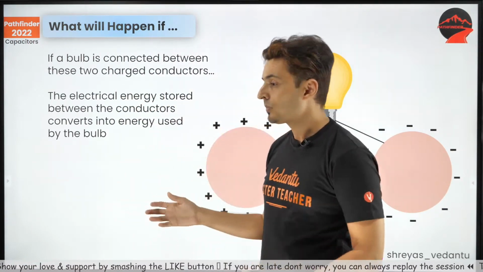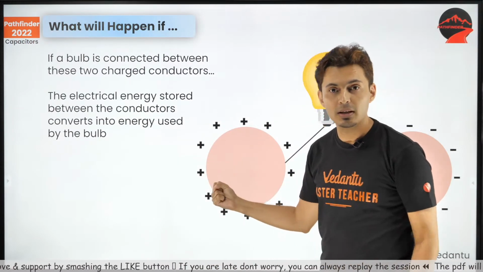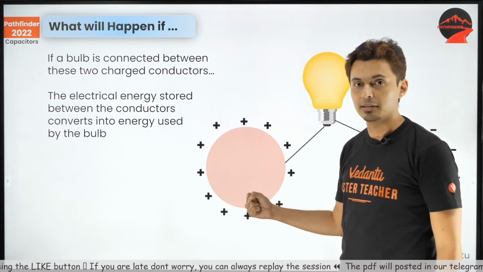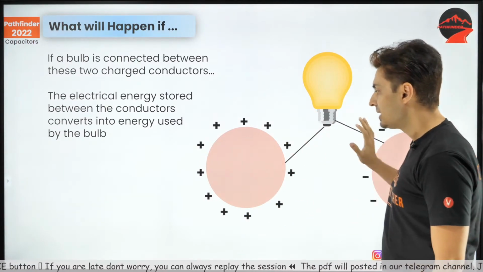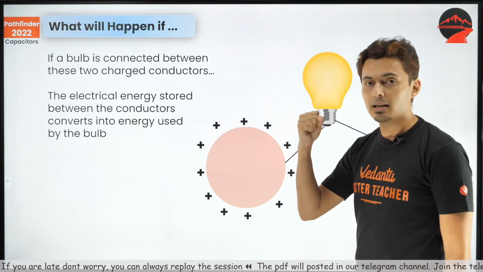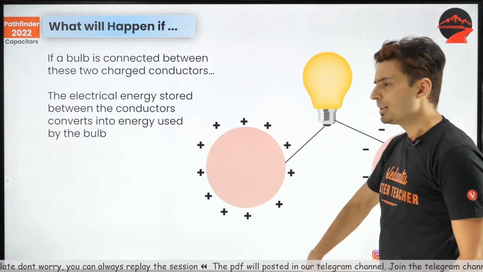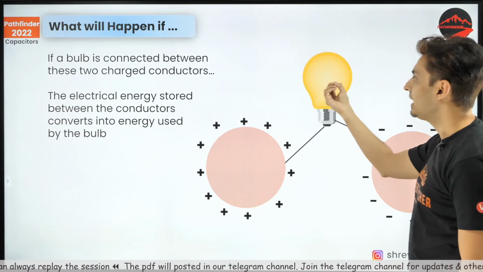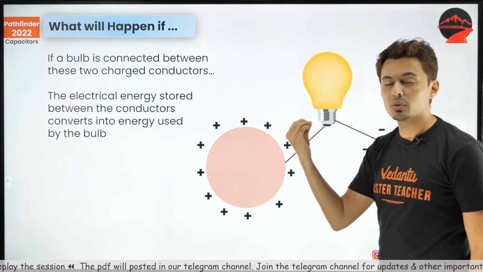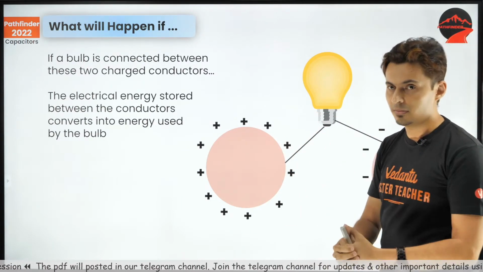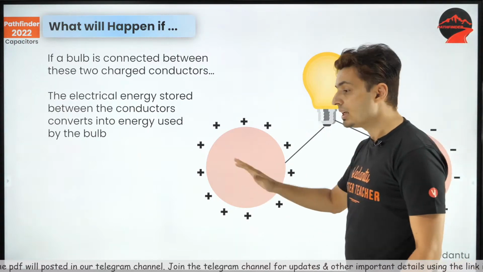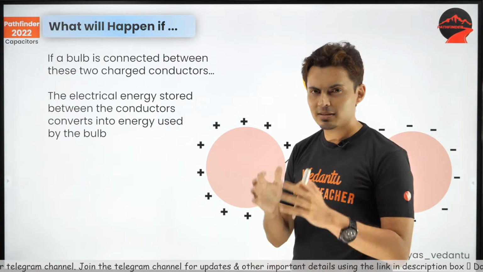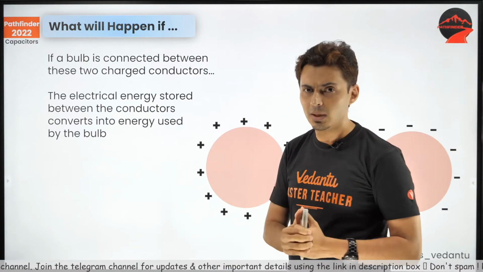That's what will happen. So the energy which was stored earlier was in the form of electrostatic potential energy. So these conductors just some time back had electrical potential energy, and then that electrical energy was converted into other forms like light and heat, which was used by the bulb to glow itself. But obviously the energy stored is not infinite. It is a small finite quantity.